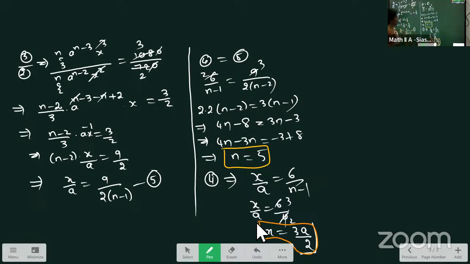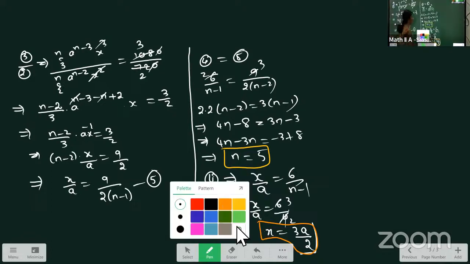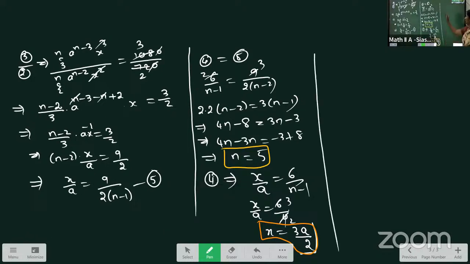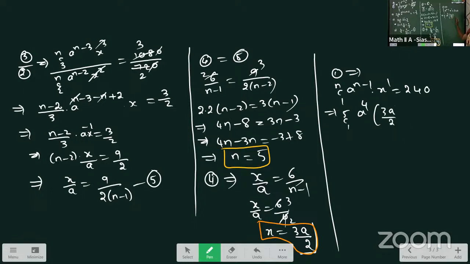After getting n value, if we substitute n in equation 4, we got the relation of x and a, but we did not get the exact value of x and a. So here, again, go to equation 1 and substitute all three values. What is our equation 1? nC1, a to the power n minus 1 into x to the power 1 is equals to 240. Substitute n is 5 and a is as it is. a to the power 5 minus 1 is 4. x value we got as 3a by 2 is equals to 240.